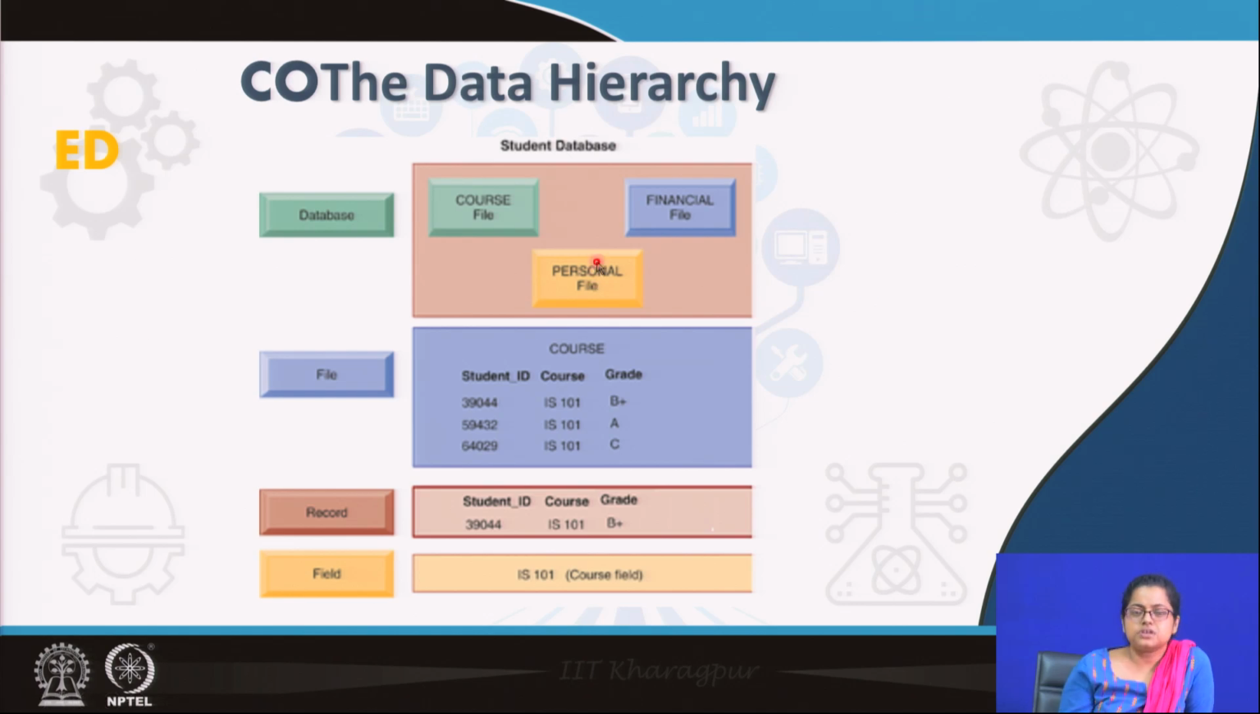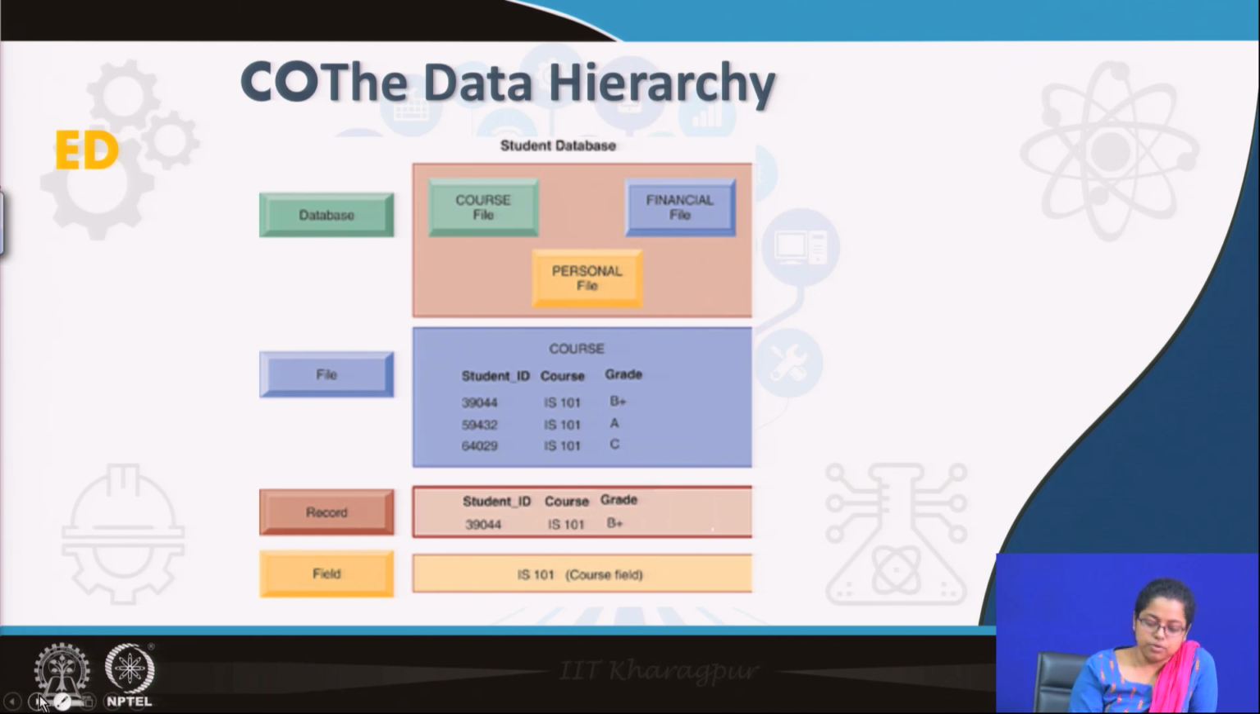For example, the personal file could have financial information about the student, such as his or her annual average family income. The same detail could also be present in the financial file. So there is unnecessary overlap of data, and the same data is stored in two different locations. This also leads to wastage of a lot of storage space. So, that is one major problem.